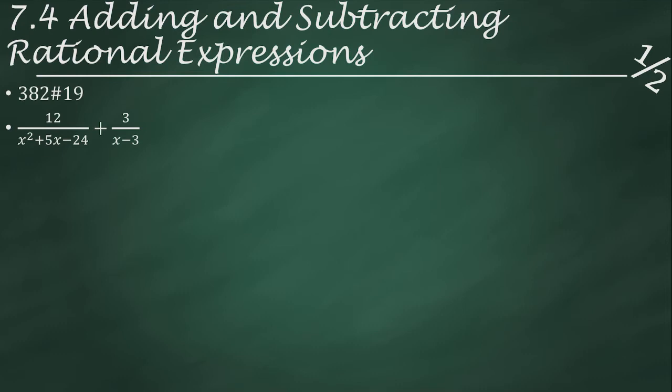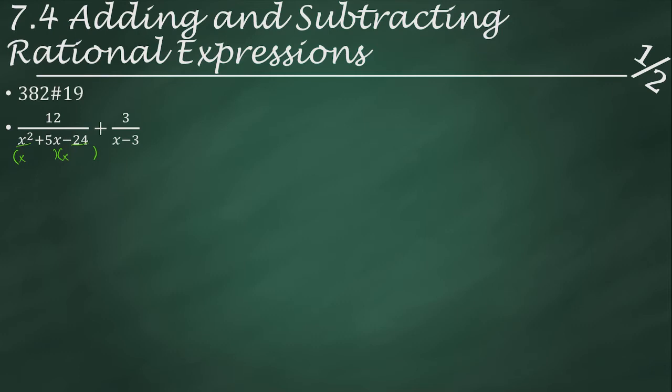All right, let's try number 19. You can see the difference here is we do not have a common denominator. So that's the first job, is to find the common denominator. So we need to factor. So what times what makes x squared is x times x. Times what makes 24, and I want to add to make 5.